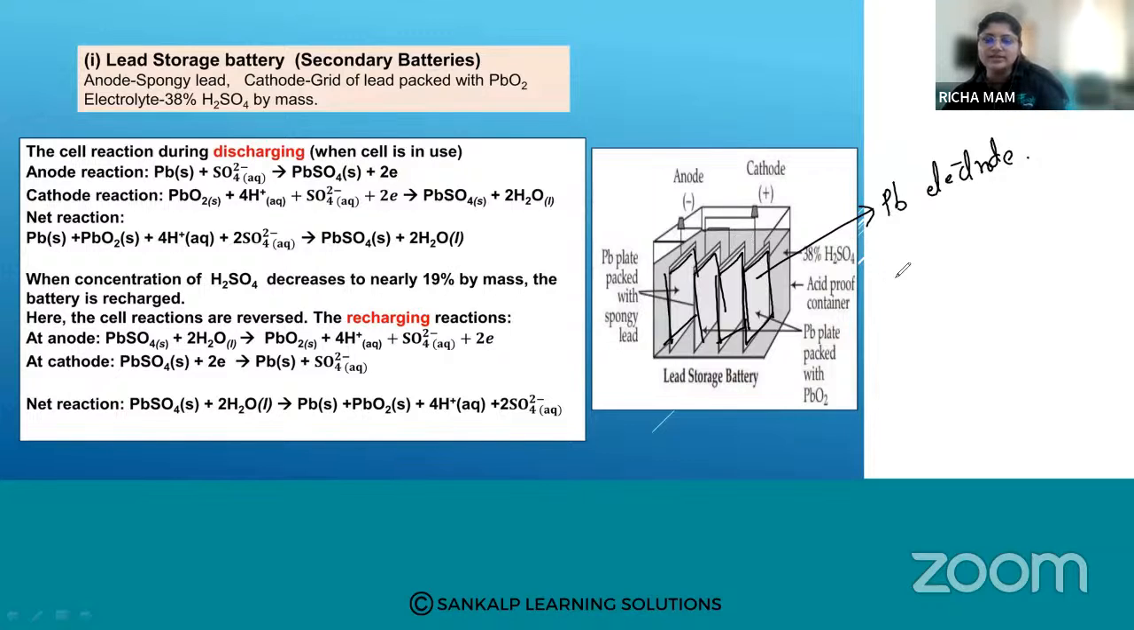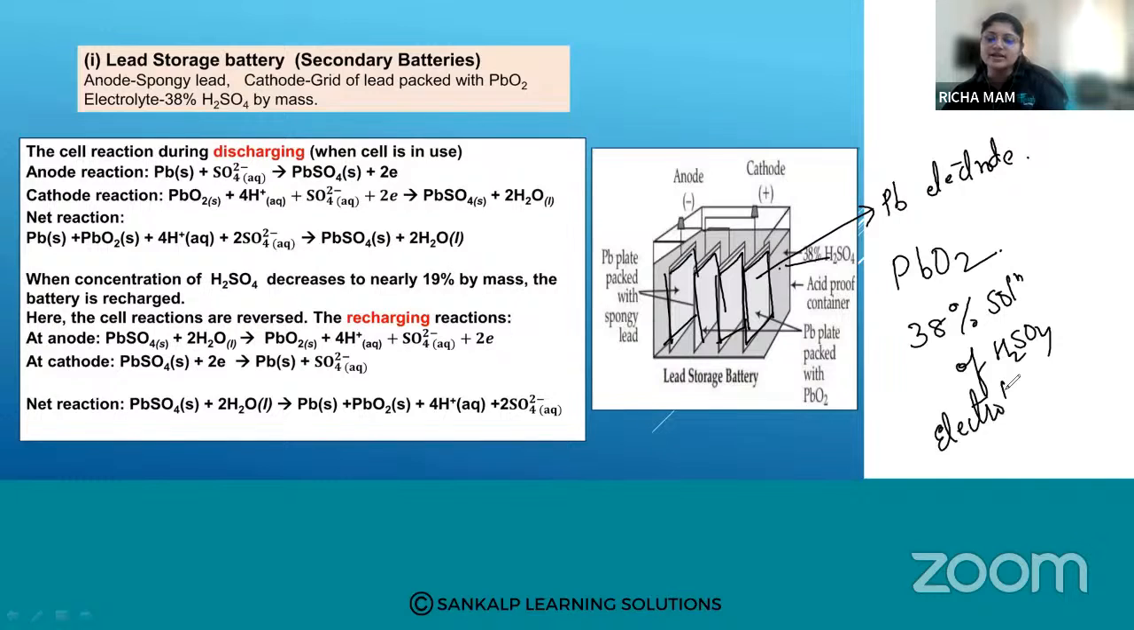The anode is what? It is filled with PbO2, and you have a 38% solution of H2SO4. What is filled? 38% H2SO4 solution is filled here, in this container. Overall, 38% H2SO4 is filled, and this is acting as an electrolyte.